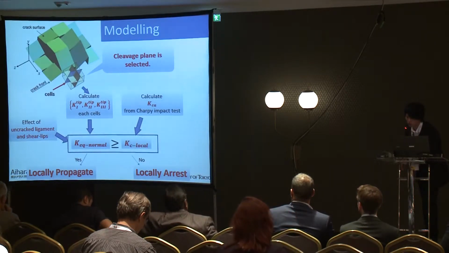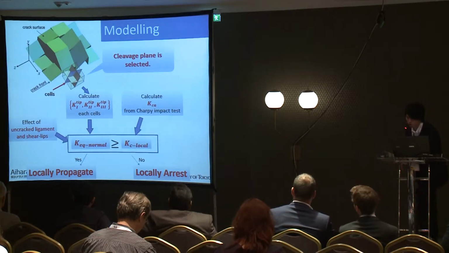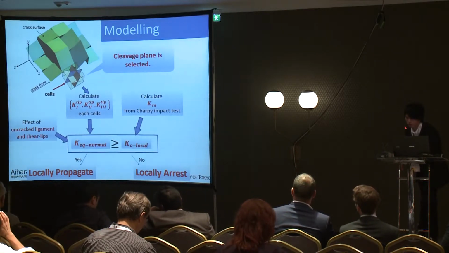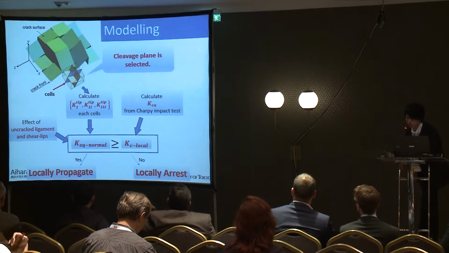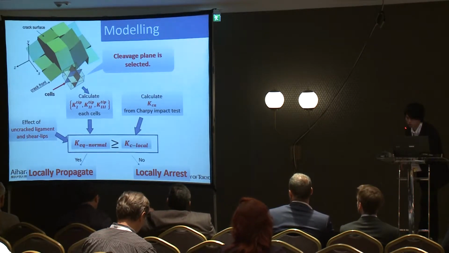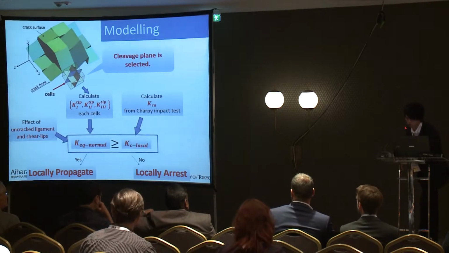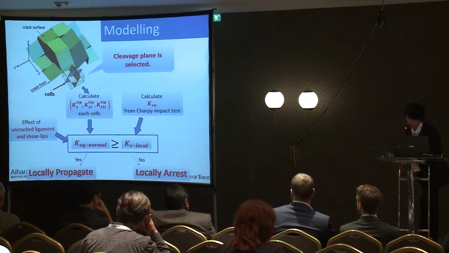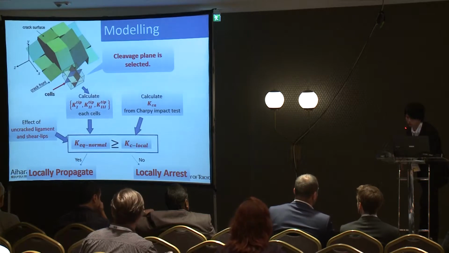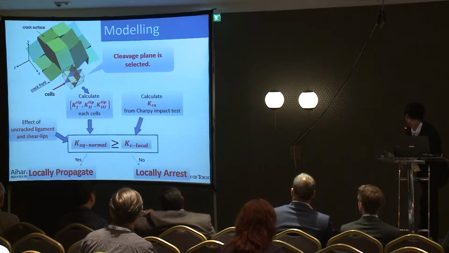This is the overview of the model. First, I explain the flow of calculating K normal. Look at the figure on the upper left. Split the crack front into microcells, and of three orthogonal planes, the 100 plane having the maximum normal stress cleavages, and calculate K1 tip, K2 tip, K3 tip for each cell. Using this and considering the effect of uncracked ligament and shear lips, finally calculate K normal.